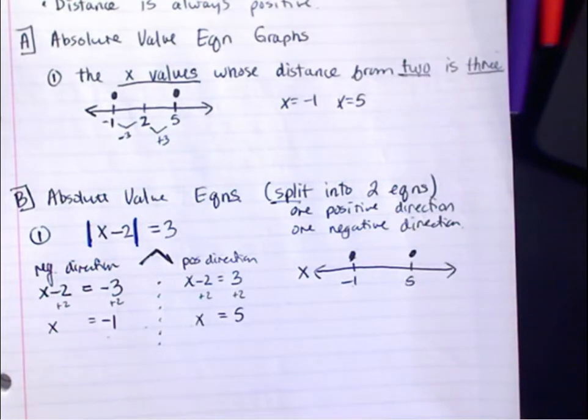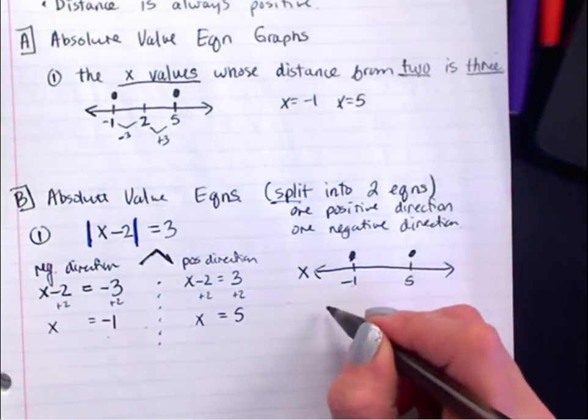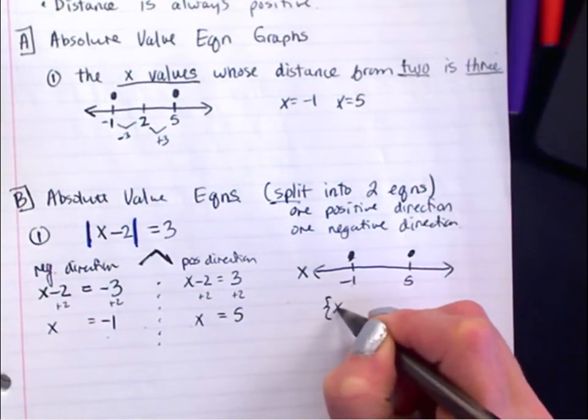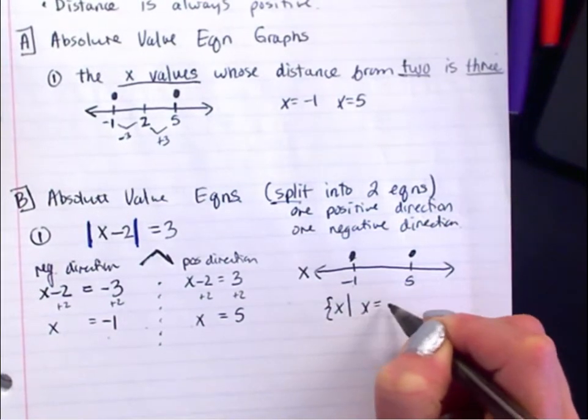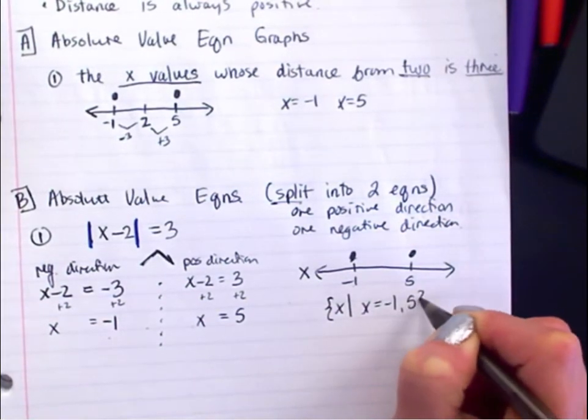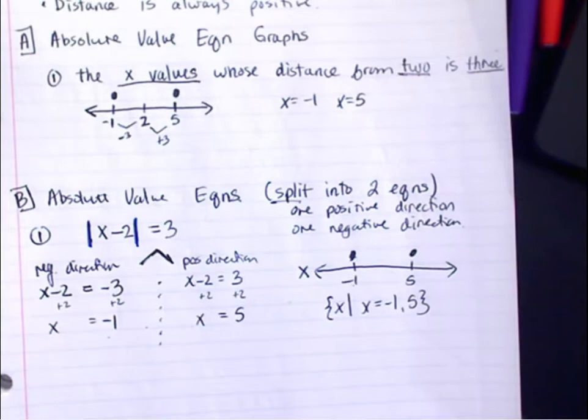We also have other ways to describe values. Set notation, because it's not a continuous answer. It's just 2 points.